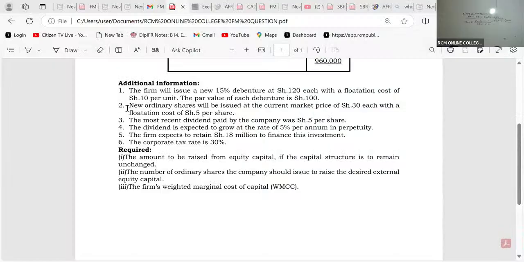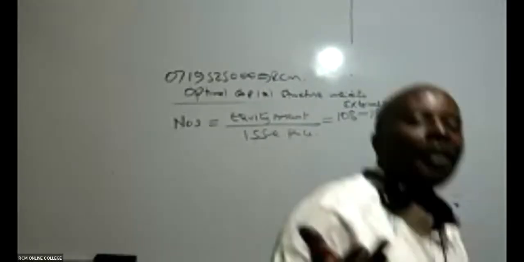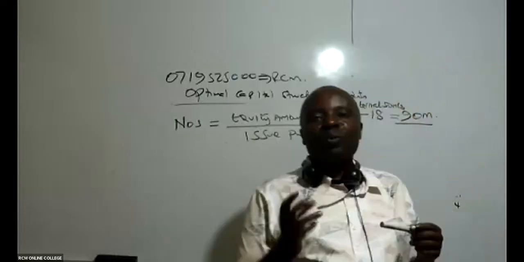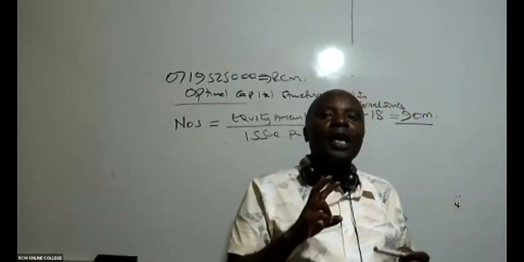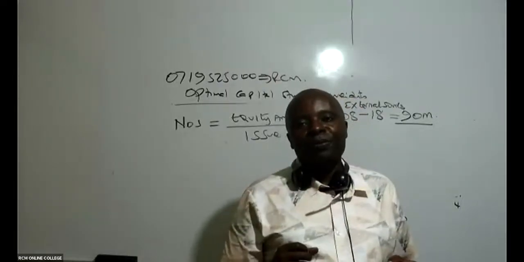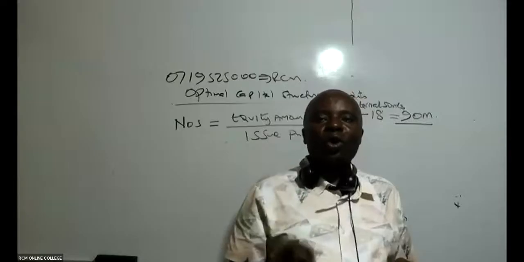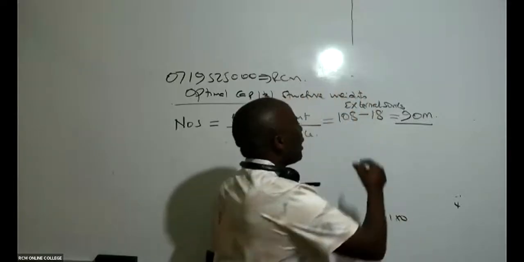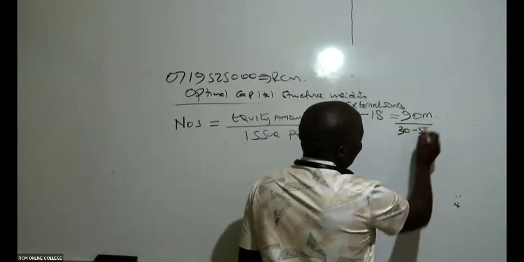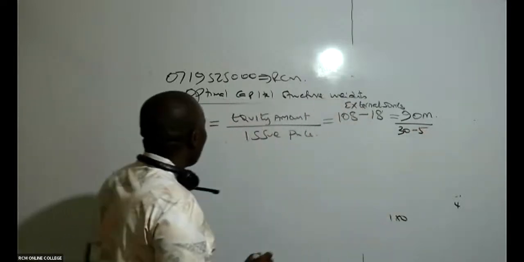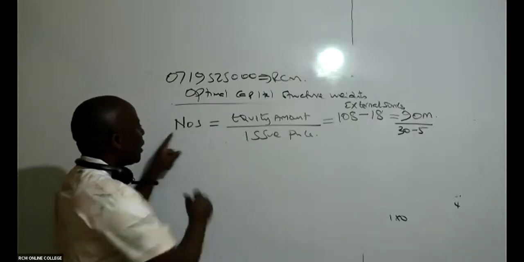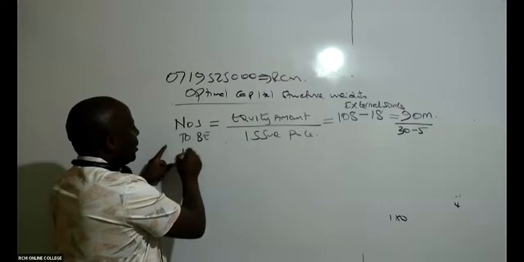Look at note number 2. New ordinary shares will be sold at the current market price of 30 each with a flotation cost of 5. So it is not the whole 30 which will be hitting our accounts. Our issue price is always net of any flotation costs and net of any discounts. So therefore, this will be 30 minus 5. Then how many shares are we going to issue? Remember, NOS stands for number of shares to be issued.